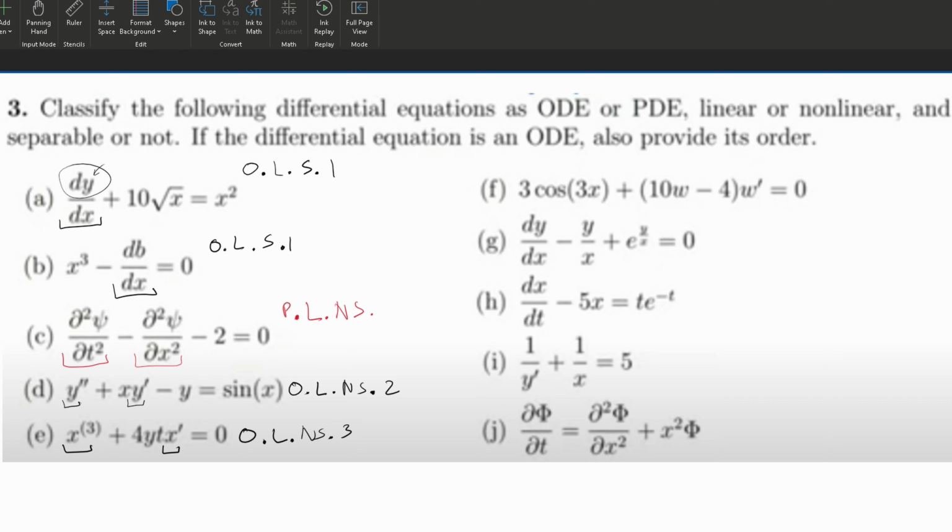Now let's look at f. Is this an ODE or PDE? Well, we have one instance of our w being derived right here. So it is an ODE. That's all we have to check.